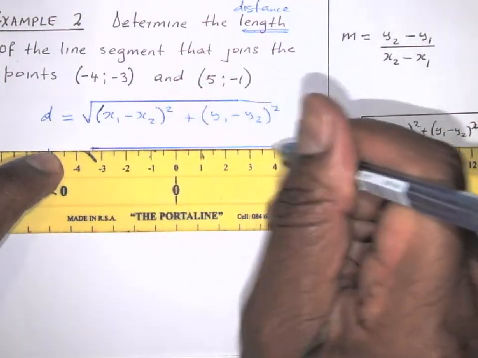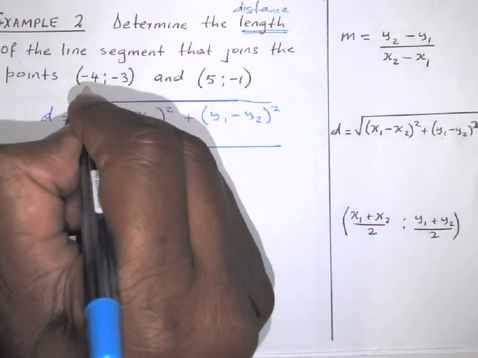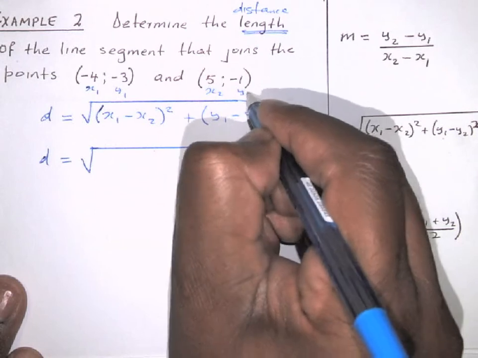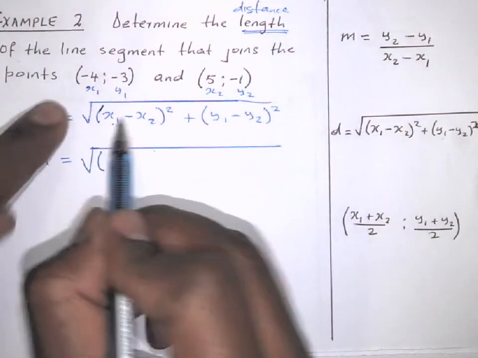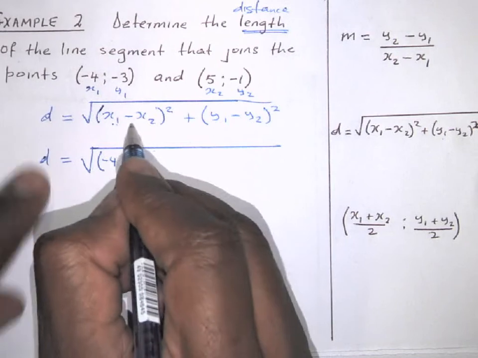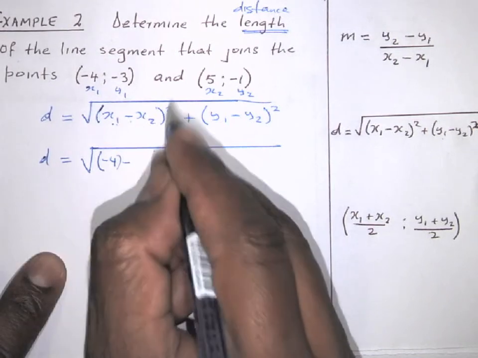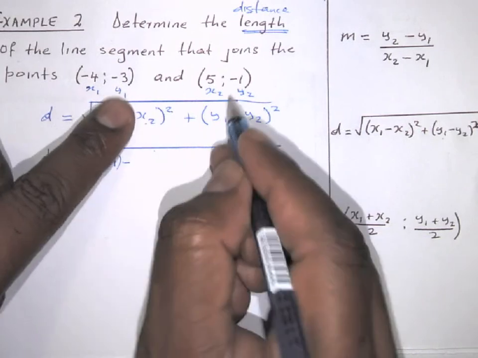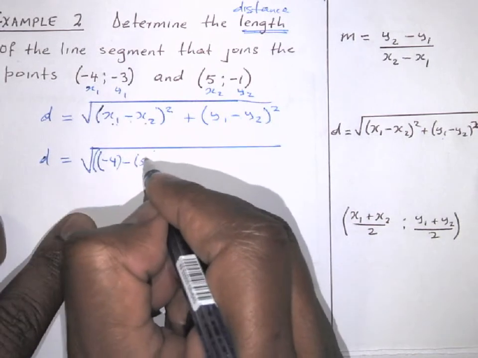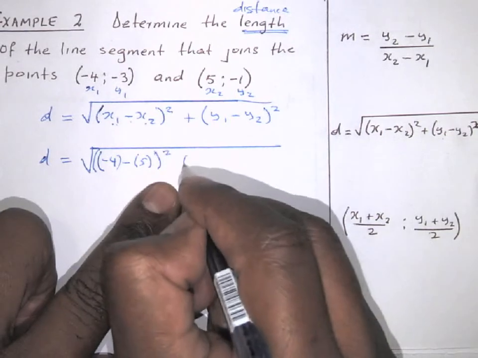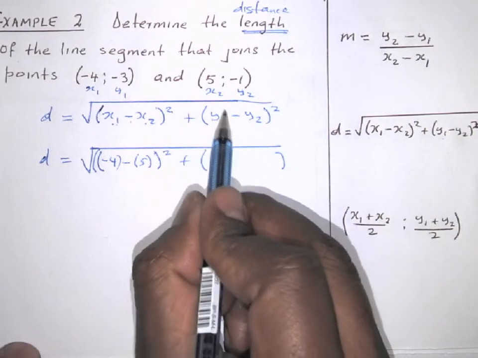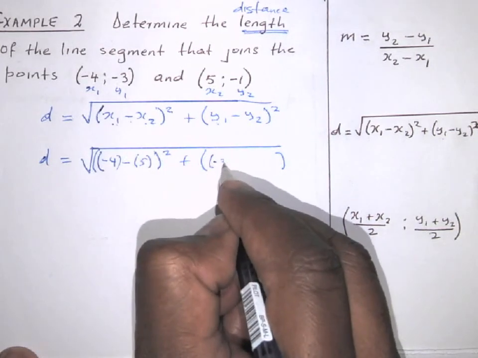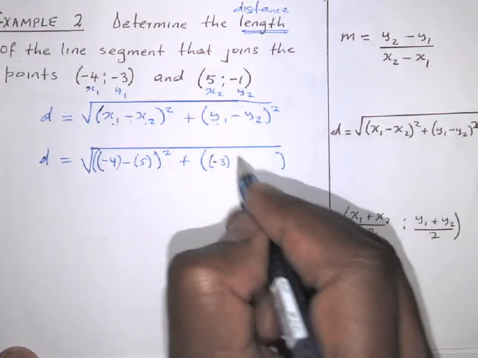So let's substitute. x1 is minus 4, then minus, I'm substituting here, the x2 which is 5, so I'm substituting a 5, then all of this is squared, plus here is this bracket. Now y1 is minus 3, so I must put minus 3 in brackets, then minus, and the y2 is minus 1, this minus 1 over there, but this thing is squared. So therefore the distance is equal to, plug it in the calculator.